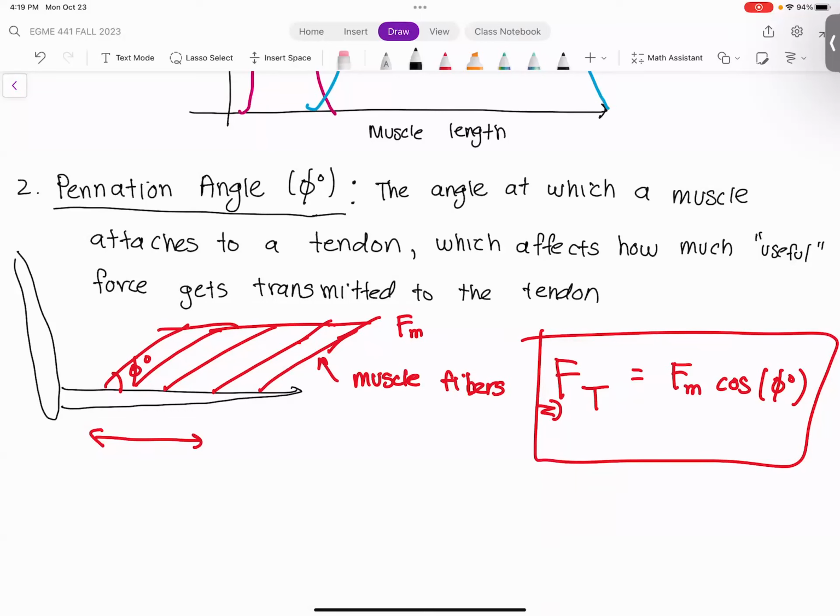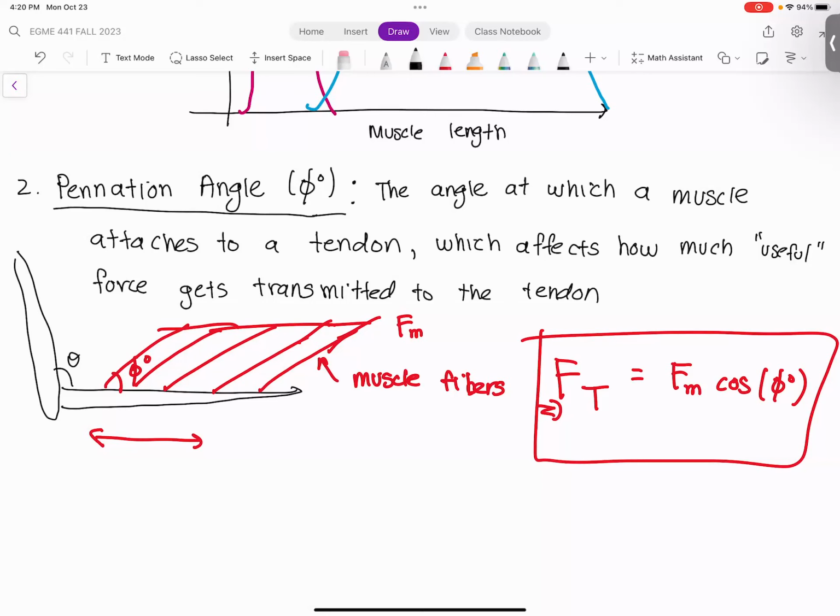So, kind of the same idea as the attachment angle. Technically, the attachment angle that we were talking about in static analysis was this one right here, but there's another layer onto that. Whatever angle the muscle attaches onto the tendon itself, we also have to take into account in our calculations. And that's what's defined as the pennation angle.